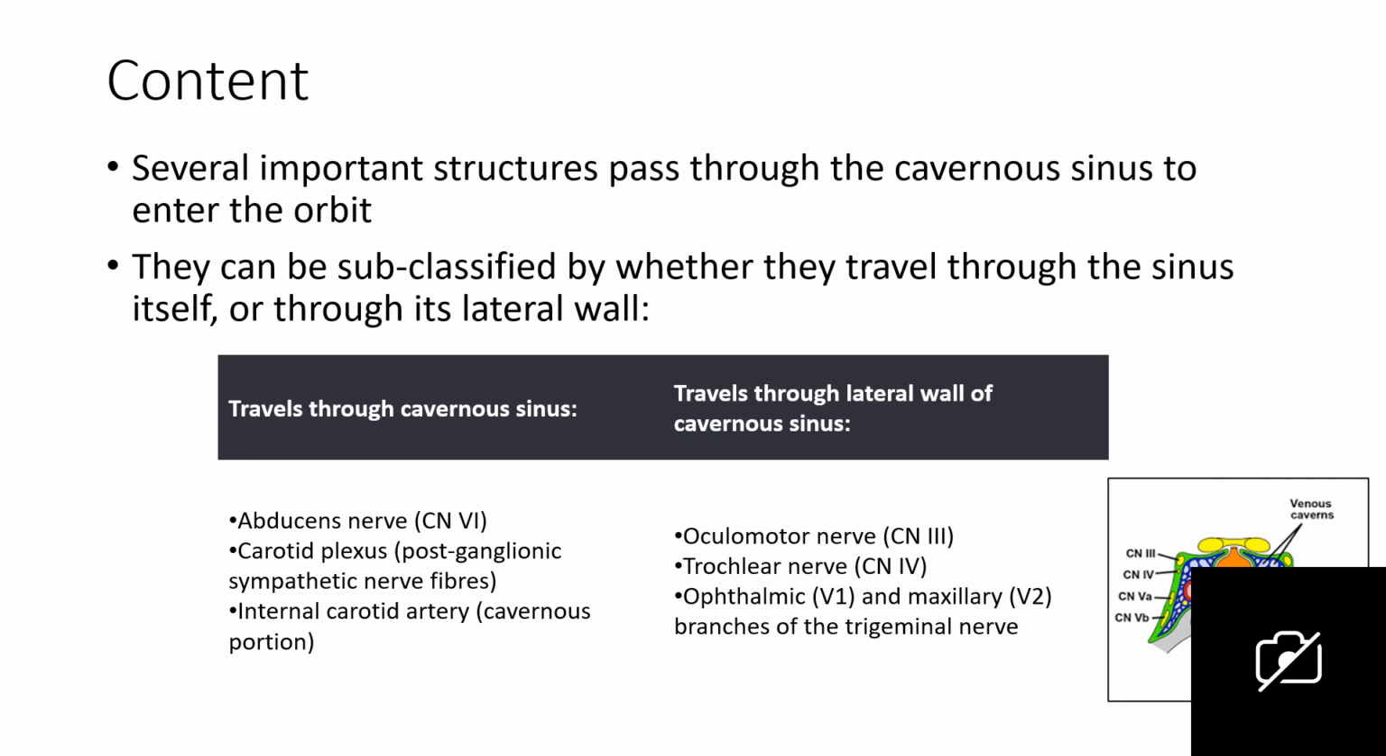There is the oculomotor nerve, cranial nerve 3, then you have the trochlear nerve, cranial nerve 4, and you have the ophthalmic and the maxillary branches of the trigeminal nerve, which is cranial nerve 5. This is the diagram showing you the structures.